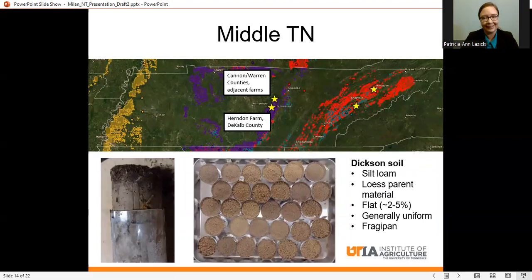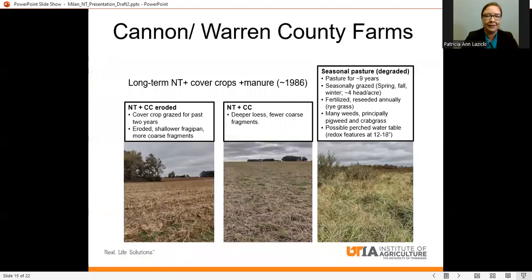So moving over to Middle Tennessee, we have 2 row crop pasture comparisons, one in Warren and Cannon counties and one in DeKalb. And this is Dixon soil, so it's a much lighter soil, with less parent material. These fields are flat, more uniform, and they've also got a fragipan.